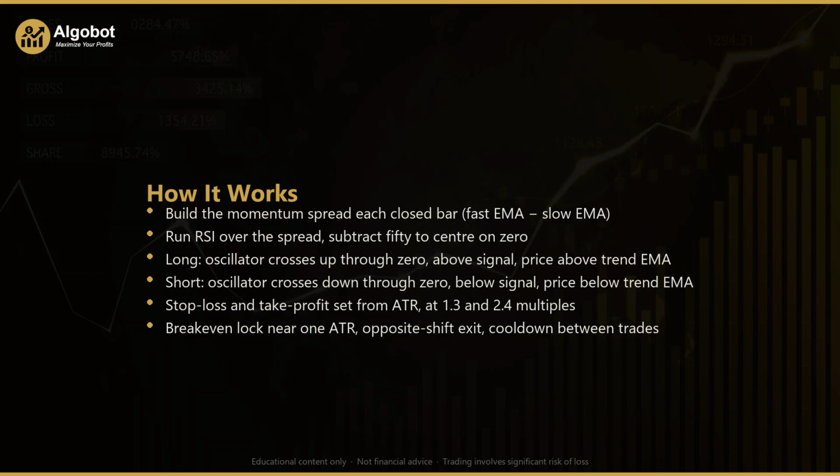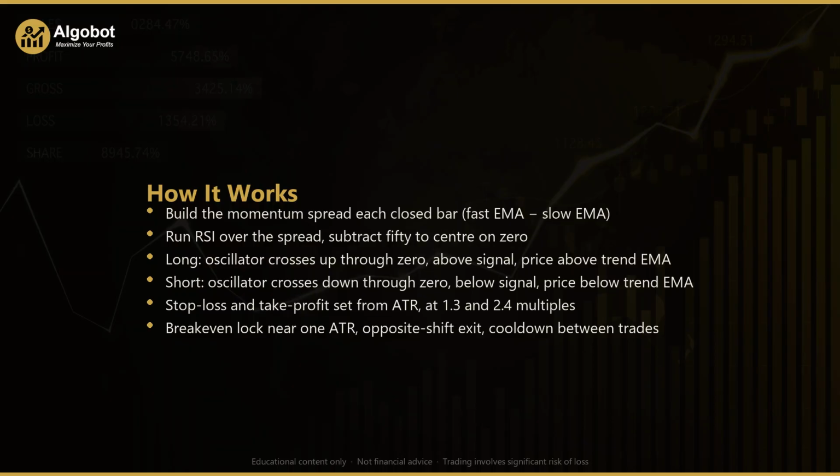For a long setup, 3 conditions must line up. The oscillator must cross up through the 0 line, meaning it was at or below 0 on the previous bar and is now above it. The oscillator must also be above its own signal line, confirming the shift. And the closing price must be above the slow trend moving average, so the strategy only buys in an up-leaning environment. A short setup is the mirror image. The oscillator crosses down through 0, sits below its signal line, and the close is below the trend moving average. When all 3 agree, the strategy opens a single position in that direction.